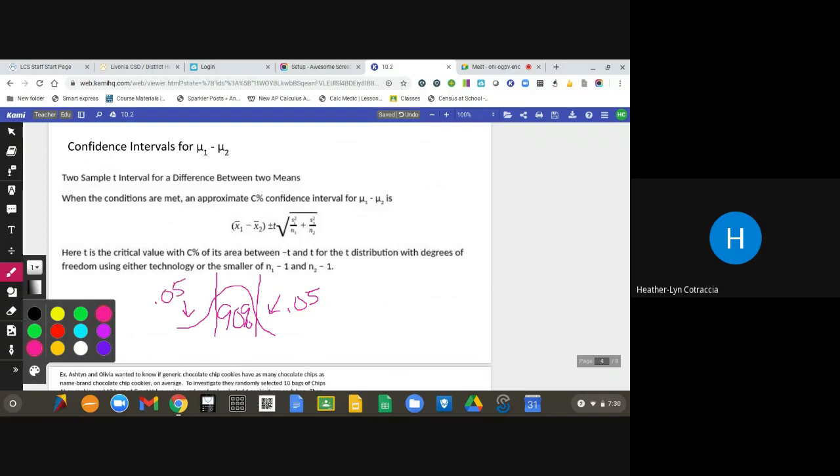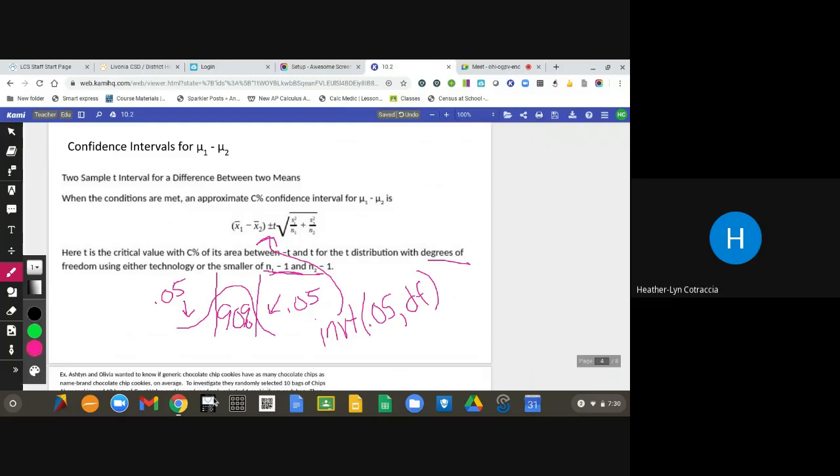So to figure out what this t value is right there, you would go to the calculator and you would do inverse t, and then you would do the area of 0.05 and then comma your degrees of freedom. And it says here your degrees of freedom is the smaller of N1 minus 1 or N2 minus 1, whichever one is less. So if you have one is sample size of 10 and one is sample size of 20, then you would go with the 10 one because it's smaller, and 10 minus 1 is 9. So 9 would be your degrees of freedom.